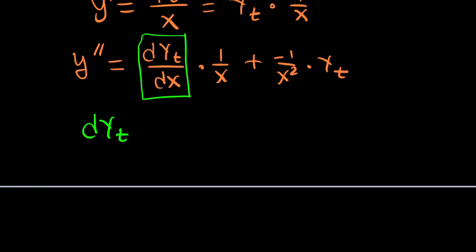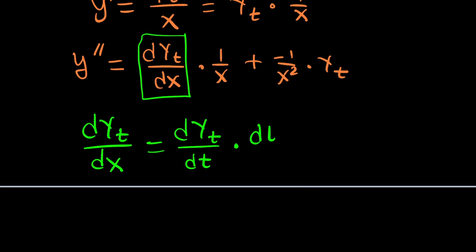d of big Y of t over dx can be written as d of big Y of t over dt, because that's a function of t, so we can differentiate with respect to t, and then multiply by dt over dx, again, by the chain rule. Okay? Now let's use a quick shortcut notation here, so we don't have to write these all the time. Let's go ahead and call this big Y of tt. Okay? Great.